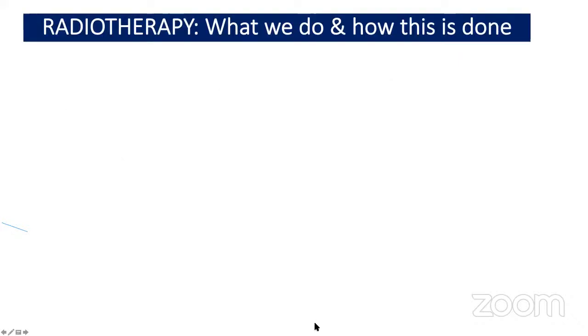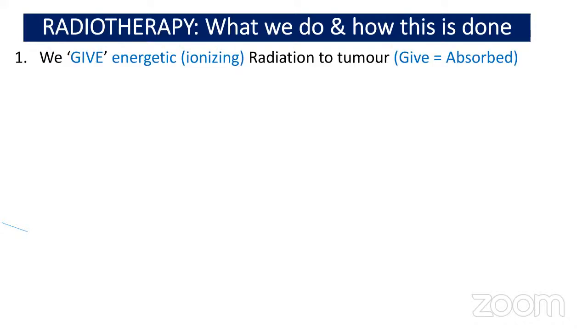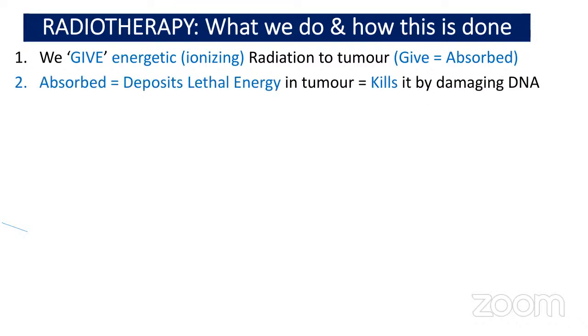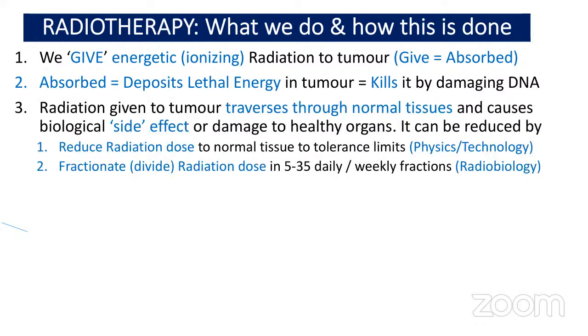So, in radiotherapy, what we do and how this is done is important to know. Just a general thing: what we do is give energetic, ionizing radiation to the tumor. And when we say give, that means it is absorbed. The absorbed radiation deposits lethal energy within the tumor cells, thereby killing them by damaging their DNA. That's the crux of it.